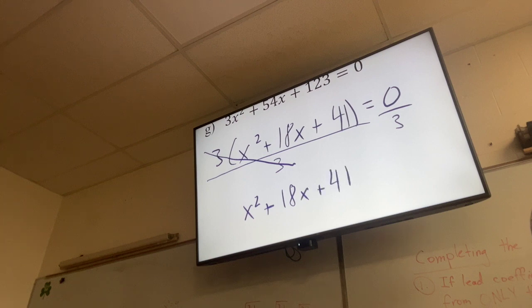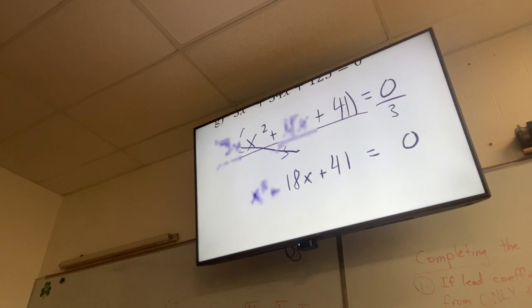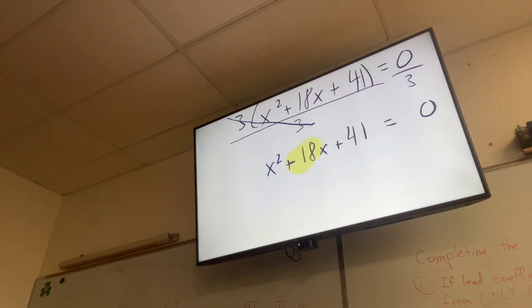Now look. Now we can skip step 1, yay! Okay, so we can just highlight the number right next to x. That's 18. Let's divide my 18 by 2, that gives me 9. Let's square it, that gives me 81. Okay, let's add 81 to both sides. Don't combine like terms yet, though.